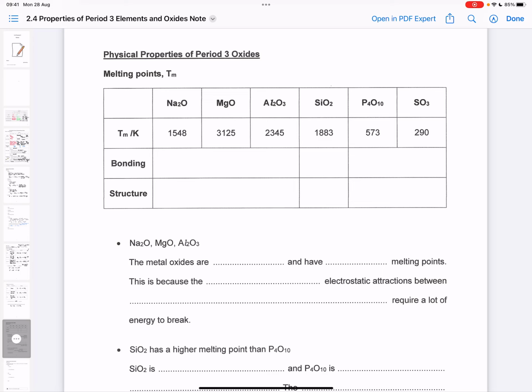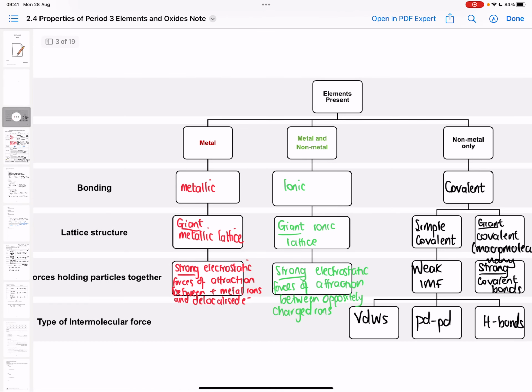In this video, we're going to look at some of the properties of the period 3 oxides. So I want you to take a minute, go back to what we did on the first video where we looked at the structure and bonding. Just have a flick back and remind ourselves of that flow chart. Take 2 minutes, just think about all the different types of bonding.